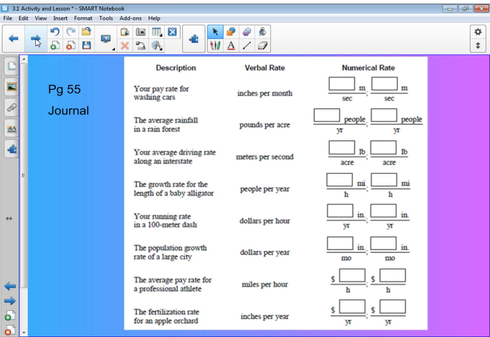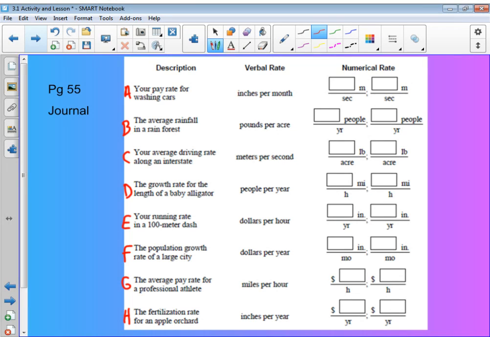So on page 55 of your practice journal, we'll be working through the activity. On this activity, we're working with the description of a rate, the verbal rate, as well as the numerical rate, and coming up with some reasonable examples for our numerical rate. So today we're going to number or label all of these as A, B, C, D, E, F, G, and H. And we're going to do some matching.